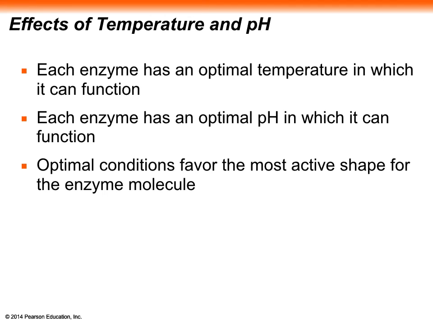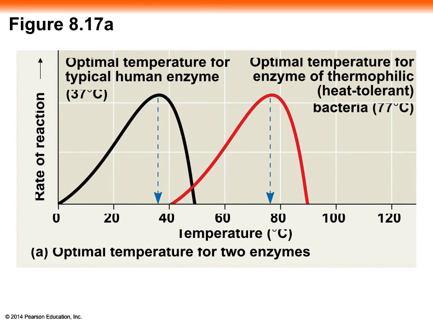pH and temperature are also huge factors in how well enzymes will work. For example, a typical human enzyme's optimal temperature is likely to be the same as the internal body temperature of the human, 37 degrees Celsius, 98.6. It makes sense. Otherwise, it wouldn't be there.